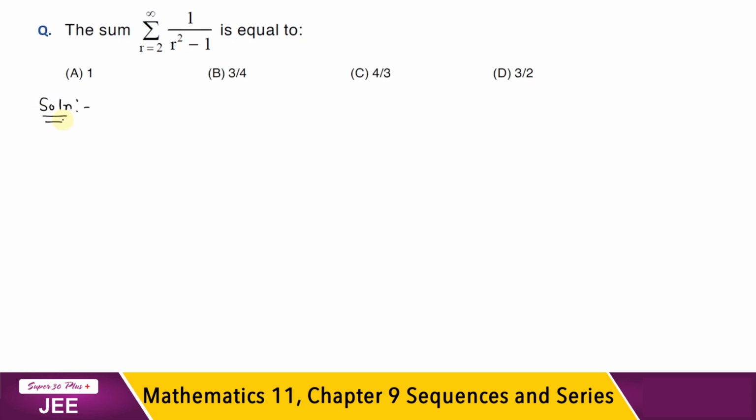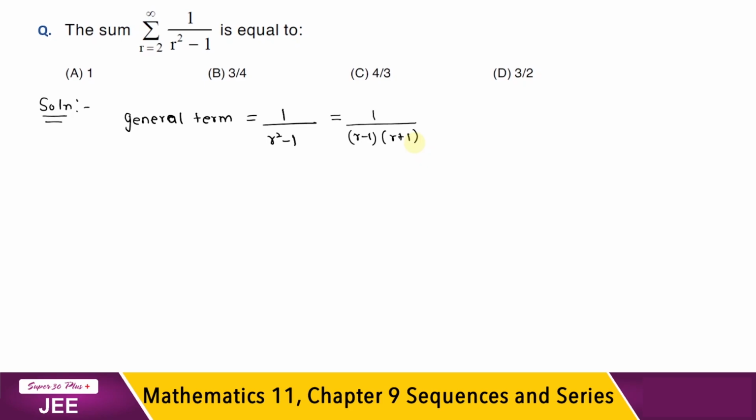See, first of all, if we carefully observe the general term of the series which has been asked, the general term is written as 1 over r square minus 1. So now we will have to manipulate the general term. And how do we manipulate it? Let me show you. First of all, we are going to write down the factors of the denominator, which are r minus 1 and r plus 1, using the identity of a square minus b square, which is equal to a minus b and a plus b.